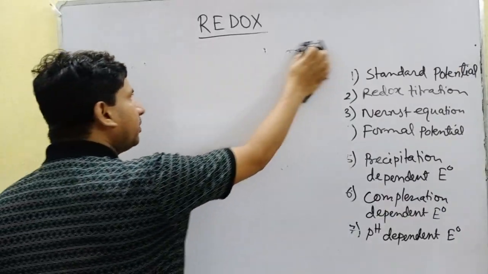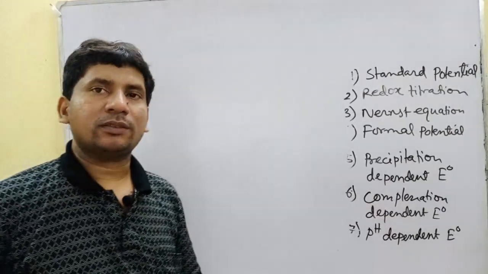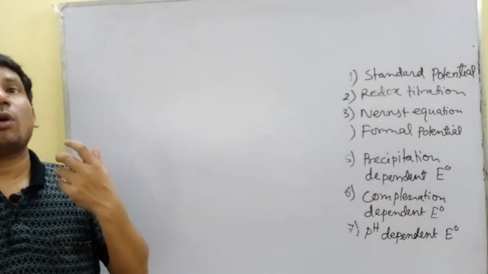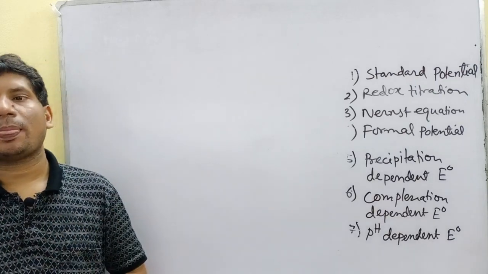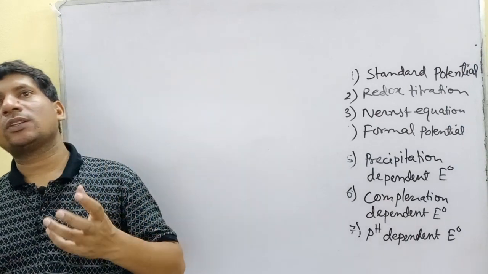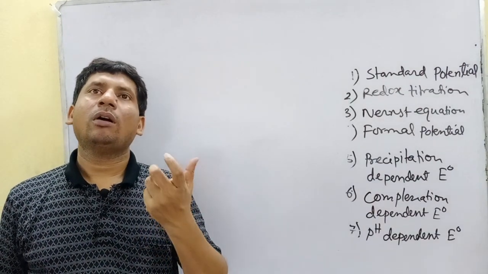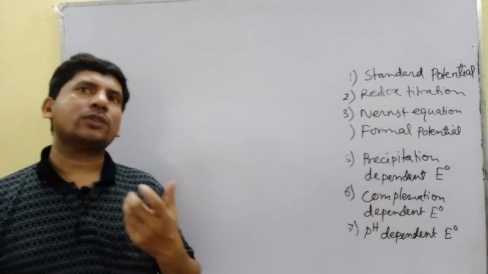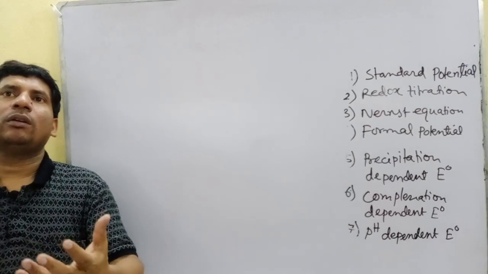So in the reaction medium, if precipitation occurs, then the potential may be changed. That means the reduction potential may be changed. Now, dependence of the electrode potential on complexation: if a complex forms, then this potential can change. Okay, even if a complex forms, we can see that it will change. If complexation occurs to one or both of the ions in a redox couple, the concentration of the free ion is reduced, thus the potential of the redox couple will change.